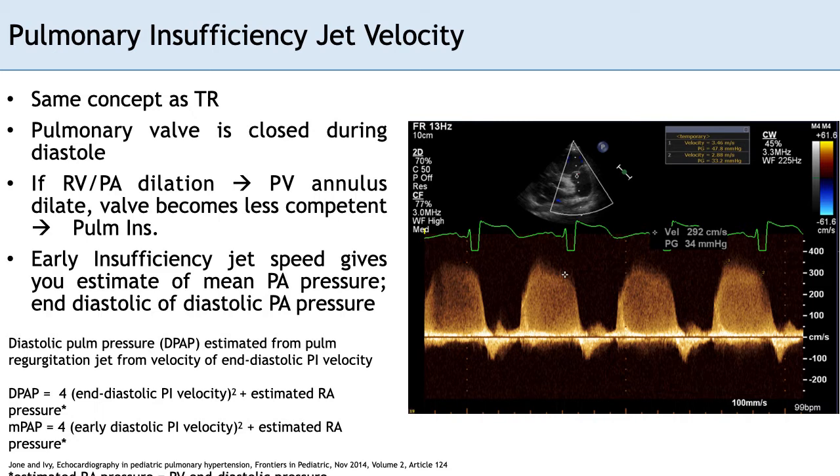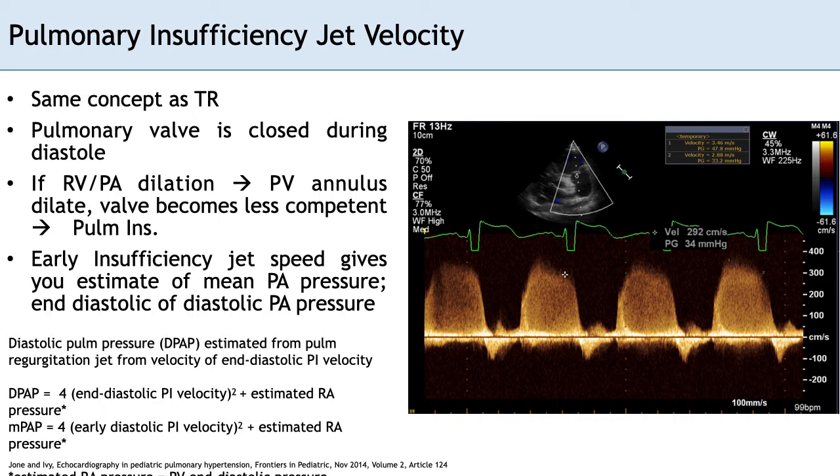Typically, you'll see that during a parasternal short or long axis view with a sweep that's quite anterior to capture the RV outflow tract. Or you can also obtain it from an RV focused view in the apical chamber, where you can go anteriorly and look by color for red flashes indicating some pulmonary insufficiency. The early insufficiency jet will give you an estimate of the mean pulmonary artery pressure, and the end diastolic jet will give you a sense of diastolic pulmonary arterial pressure.